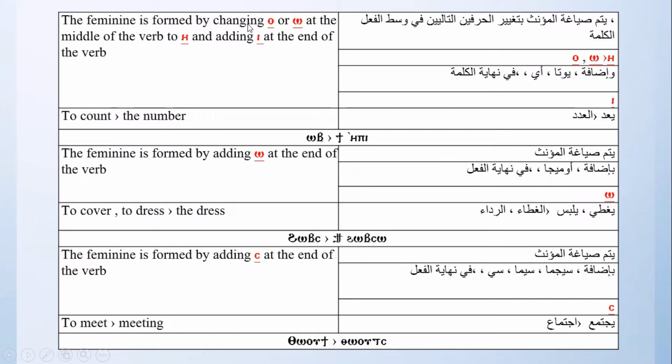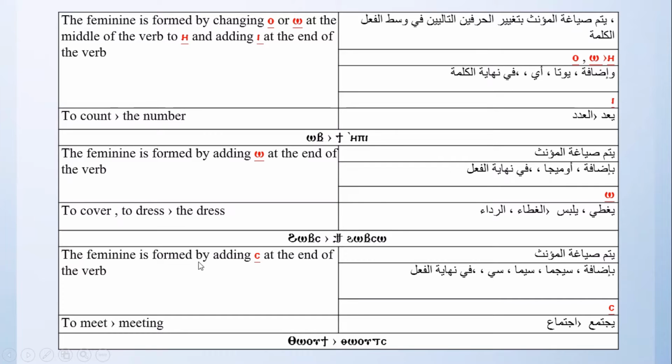The feminine is formed by changing O or omega in the middle of the verb to eta or iota at the end of the verb. For example, op means to count. When we turn it into a noun, teb, it means a number. The feminine is also formed by adding omega at the end of the verb. For example, hops means to cover. When we turn it into the dress, it is tihopso.